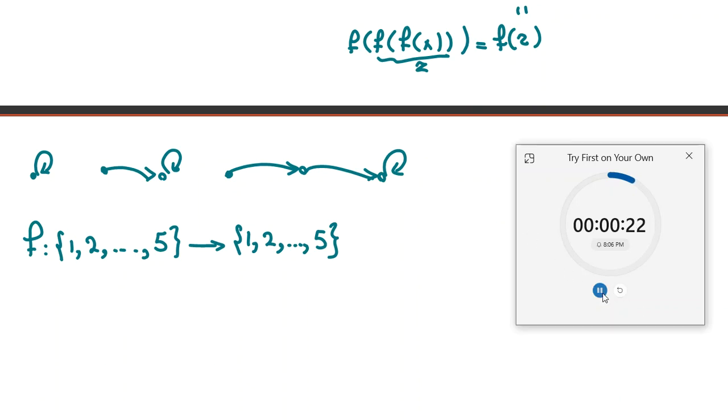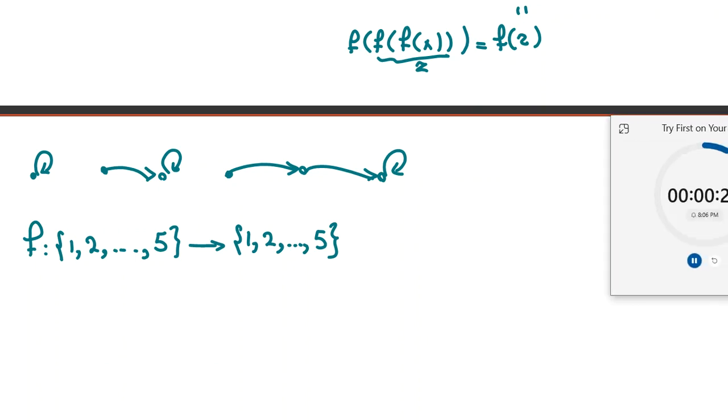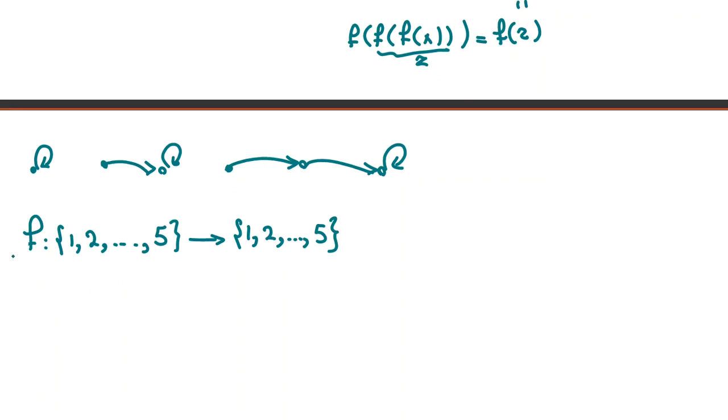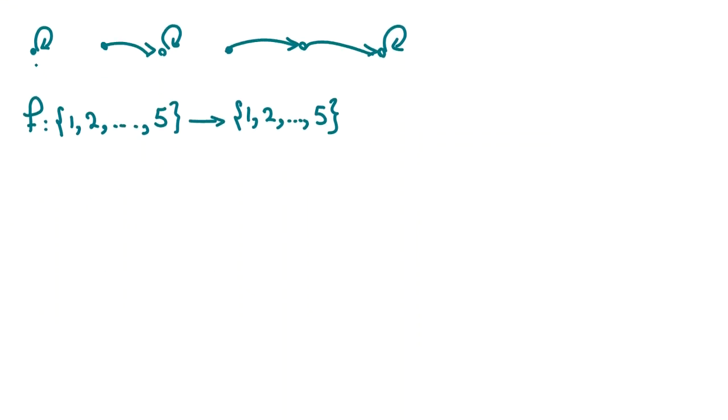Okay, let's try together. Let me finish this one. Here I want to calculate the number of x's that go to themselves. For example, suppose the number of elements x such that f of x equals x. It can be from what to what?